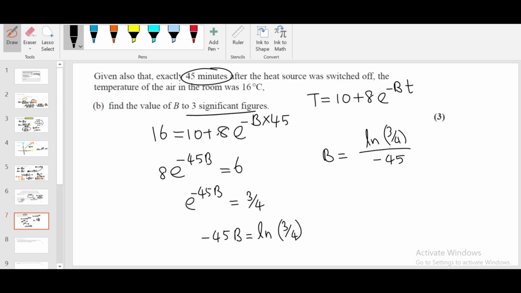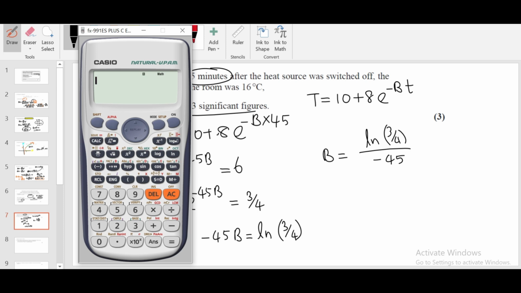Find the value to three significant figures. So negative 1 over 45 times ln 3 over 4, you can write this way also.